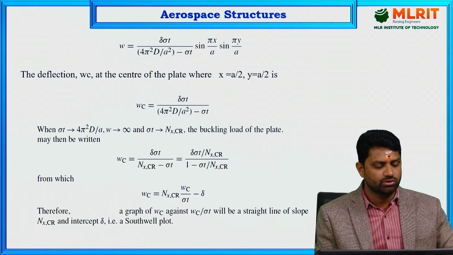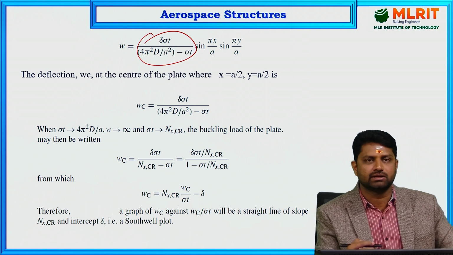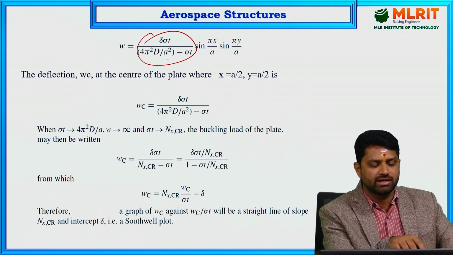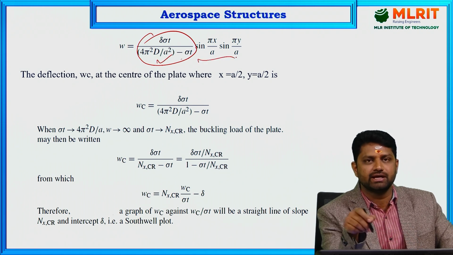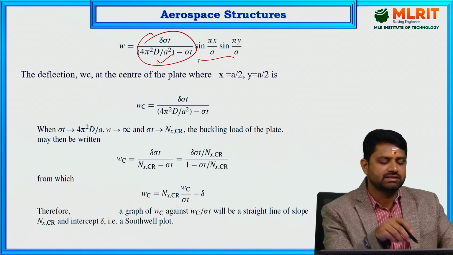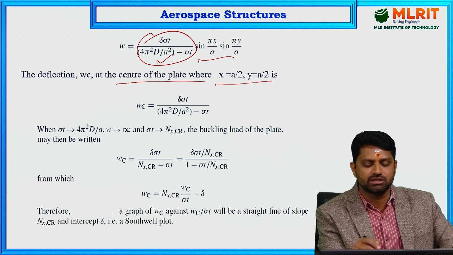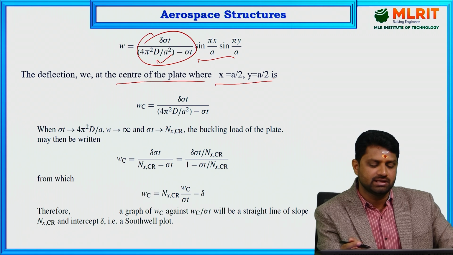So when you do this, you're going to get the unknown coefficient as delta into sigma t divided by 4 pi square D by A square minus sigma t. When you write this in terms of the Southwell plot, you're going to get this into sine pi x by A into sine pi y by B, and the deflection WC at the center of the plate. At the center of the plate, x can be substituted as A by 2 and y equals A by 2, because it is a square plate.